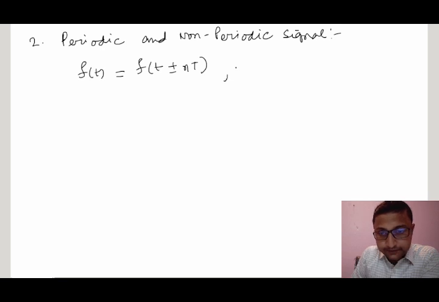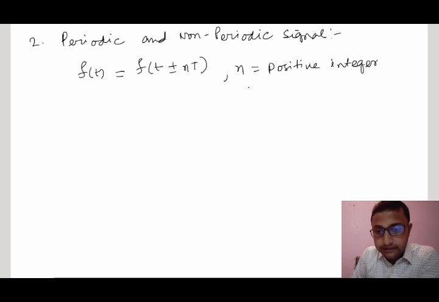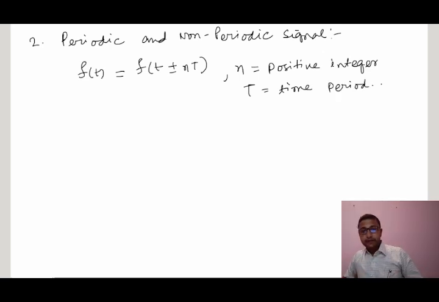where n is a positive integer and capital T is the time period. That means the signal is periodic, that is, the signal repeats itself after the time period T. In each and every time period T, the signal repeats itself. If it repeats, then the signal is called periodic, where n is a positive integer.